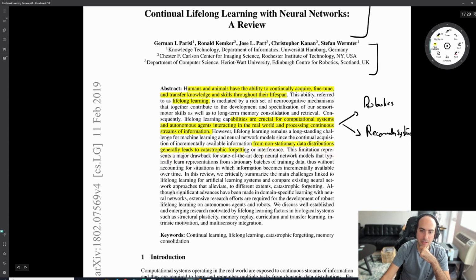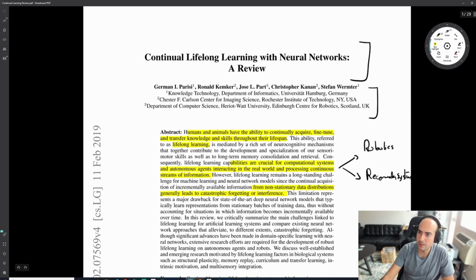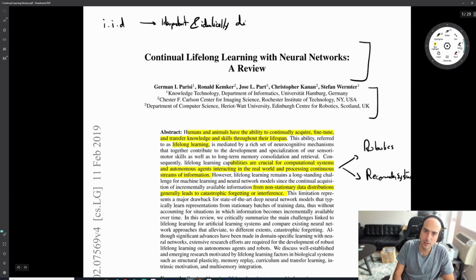So we have this problem of a non-stationary data distribution, which leads to catastrophic forgetting. Let's talk about this for a second. In ML, typically there's an assumption called the IID assumption. What this means is that it assumes the data you're looking at is independent and identically distributed. And this is just a very fancy way of saying things don't change a lot. That's what identically distributed means.